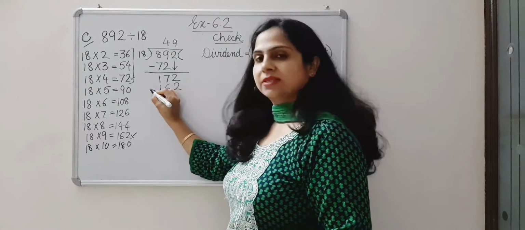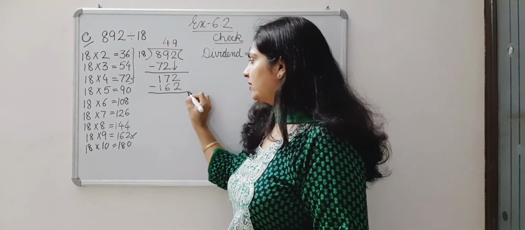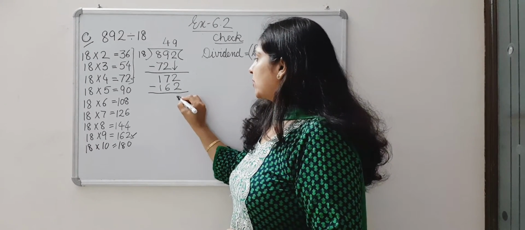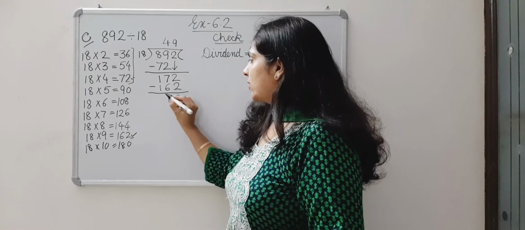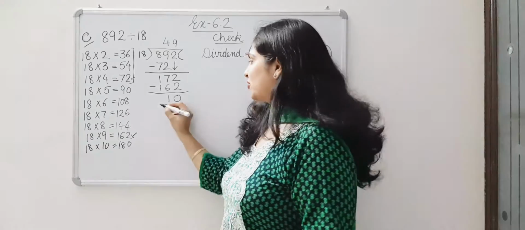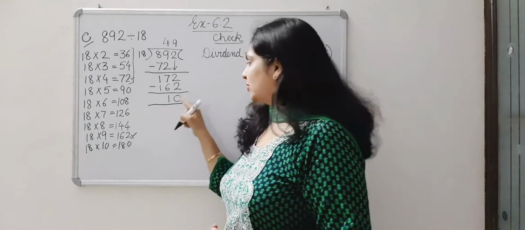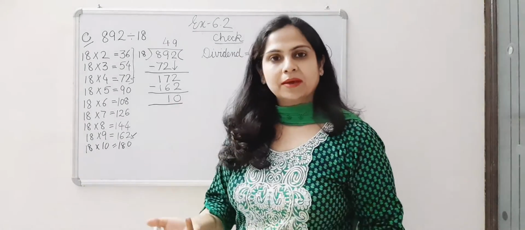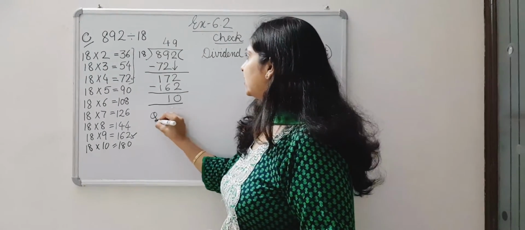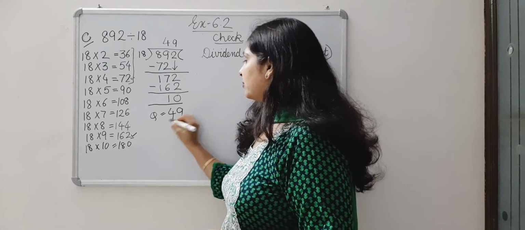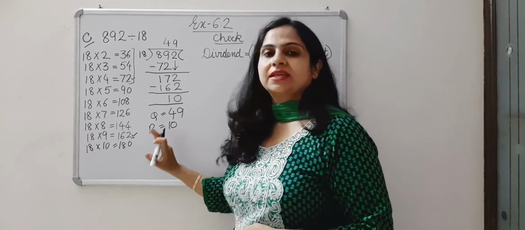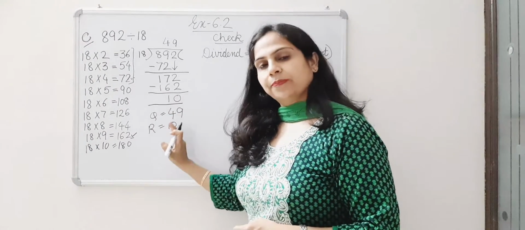Now second step, that we have to subtract. Now we will subtract these two numbers. 2 minus 2, 0. 7 minus 6, 1. And this is 0. Now there is nothing to bring down. So division is over at this step. So this result will become remainder. So quotient here is 49 and remainder here is 10. Fine. So division part is complete over here.